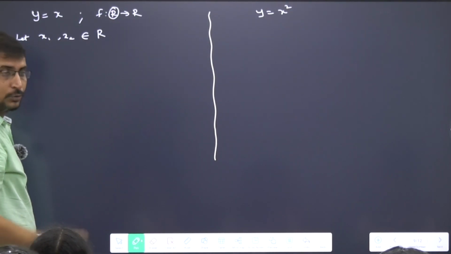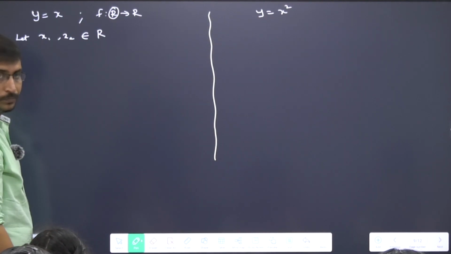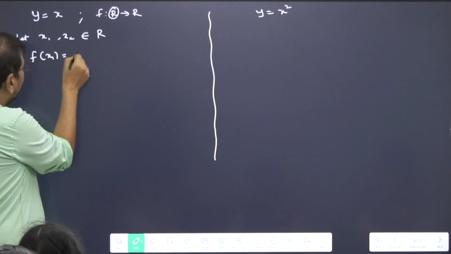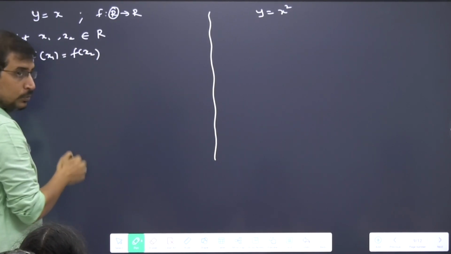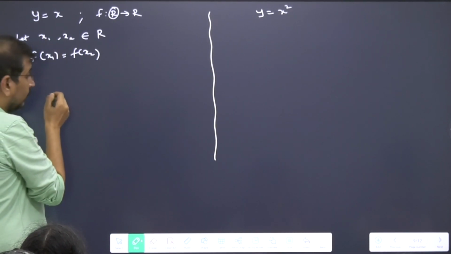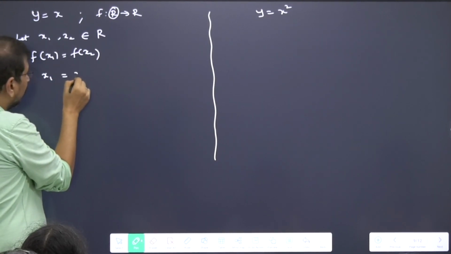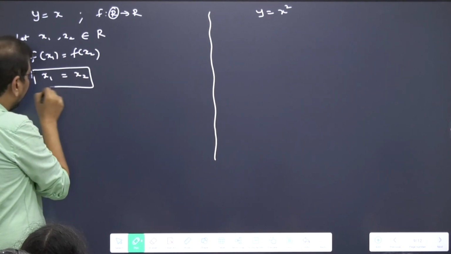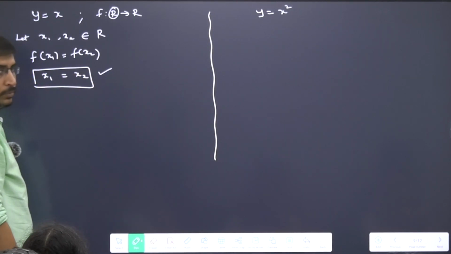Consider x1, x2 that belong to R. What do we need to assume? f of x1 is equal to f of x2. So what is the value of f of x1 here? It's very simple. It is x1, and f of x2 is x2. Since x1 is equal to x2, it is a one-one function.